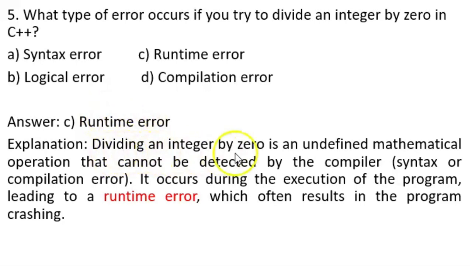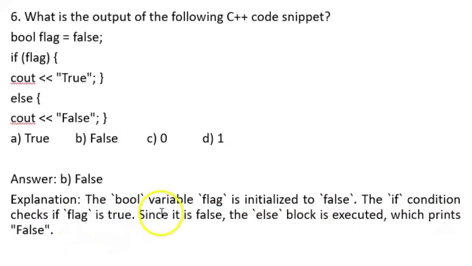Running time error: dividing an integer by 0 is an undefined mathematical operation. Undefined mathematical operations cannot be detected by the compiler as syntax or compilation errors. The error occurs during the execution of the program, leading to a running error, which often results in the program crashing.